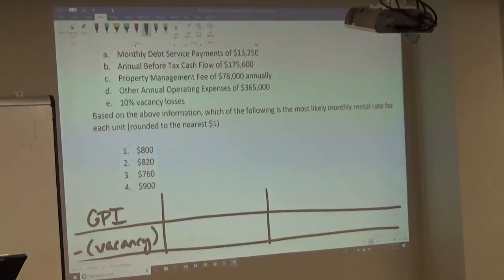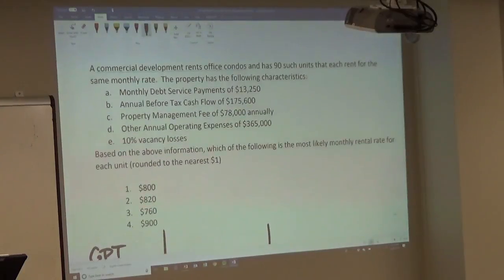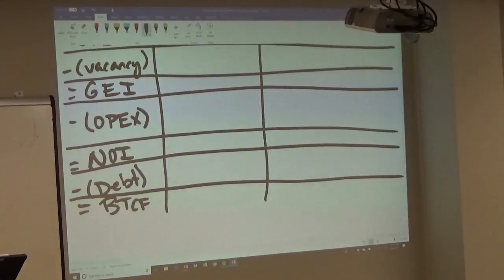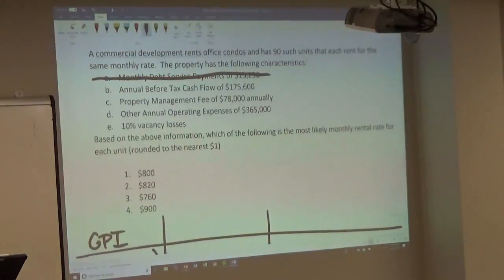So let's fill in what we know. Monthly debt service payments of $13,250. So we come right down here to debt. We put $13,250 times 12 because it's monthly and we want to convert it away from monthly. We need annually. Annual before tax cash flow of $175,600. So $175,600 is our before tax cash flow.